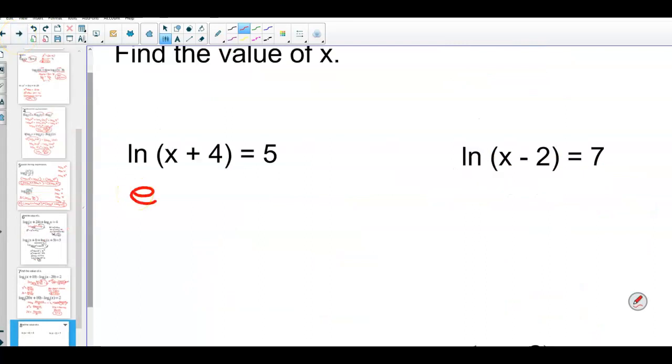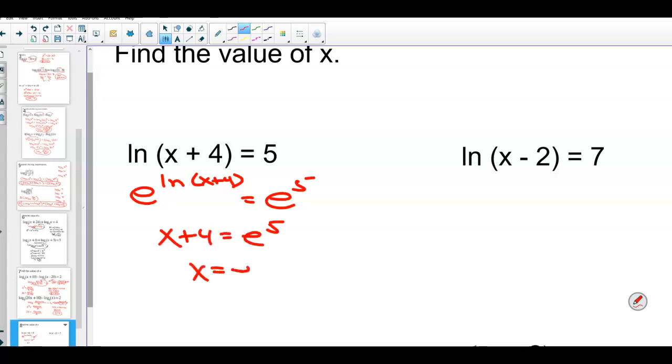You're essentially just raising everything to the e on both sides. And if you take e and you raise it to an ln, you're just left with what's after the ln. And then you subtract 4 on both sides. Now, to get an actual answer, yes, you need to go e to the 5th minus 4. And your x is going to be 144.41.